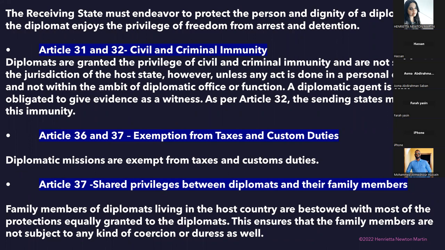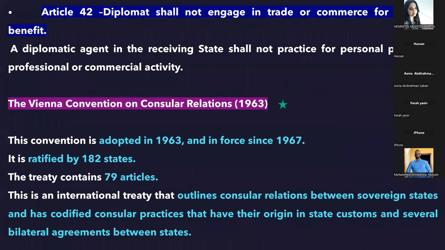Article 37 talks about shared privileges between diplomats and their family members. Family members of diplomats who are living in the host country are also bestowed with most of the protections equally granted to the diplomats. This ensures that the family members are not subject to any kind of coercion, force, or duress. They are not forced to reveal or talk about something. They cannot be arrested or interrogated or forced to talk. The privileges that are granted to the diplomat are also granted to the family members of the diplomat. So they are not under any threat and they cannot be forced to do something.